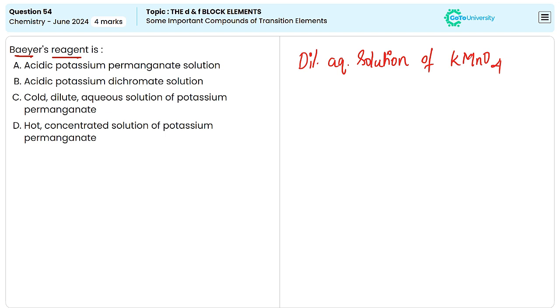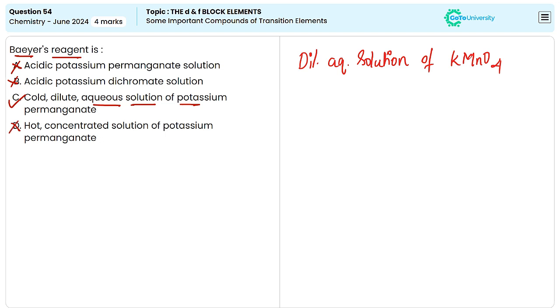Now let's come to the options given here. In the first option, it says that the acidic potassium permanganate solution is Bayer's reagent. This is the wrong answer. And the second statement says acidic potassium dichromate solution. This is also wrong. In the third statement, it says that this Bayer's reagent is a cold dilute aqueous solution of potassium permanganate. This is the correct statement, and option D is also wrong.